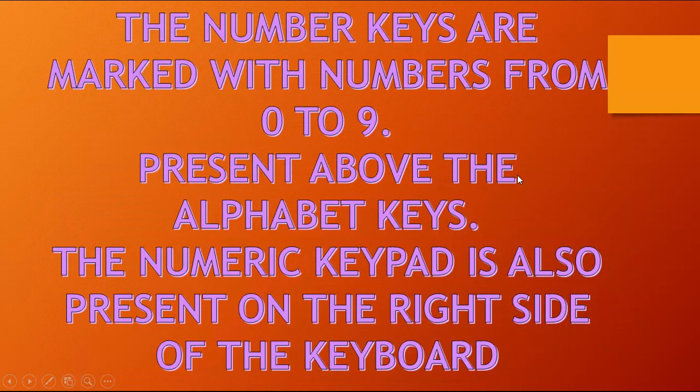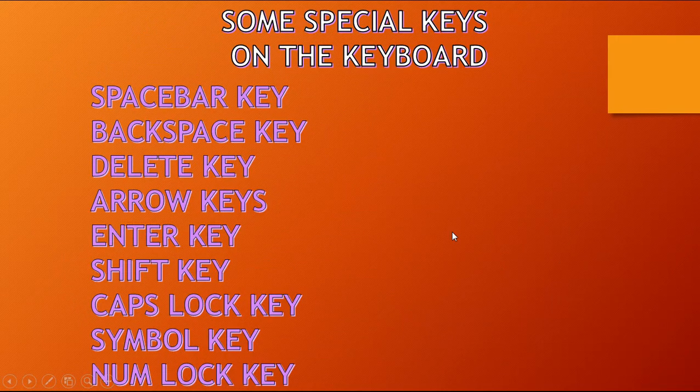Now let us go to the next one, that is the number keys. The number keys are marked with numbers from 0 to 9. So these are the numbers, and you will find them present above the alphabet keys. You will also find the numerical keypad that is present on the right side of the keyboard.